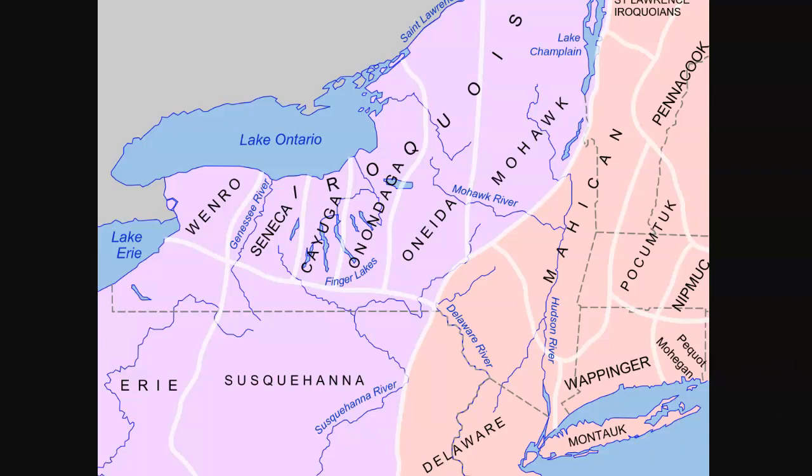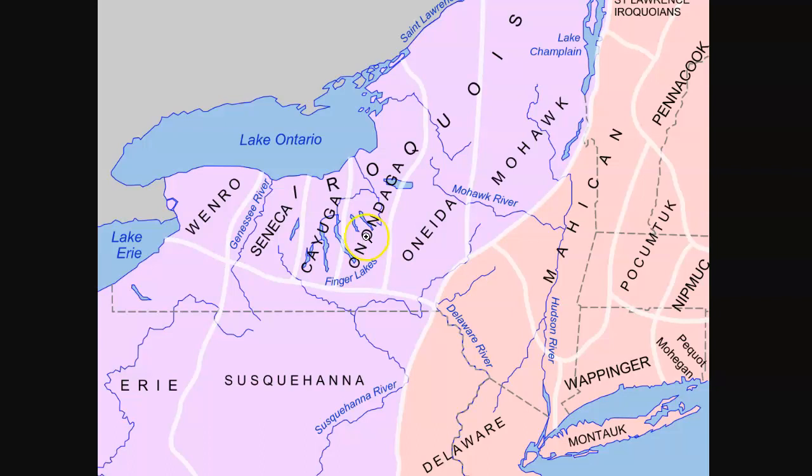So this is a map of the New York area. There's Staten Island down there, New York City. The sort of salmony pink color here is the Algonquin Indians. So all these individual tribes, the Delaware, the Wappingers, the Montaukes, the Mohicans, they all spoke some version of the Algonquin language. Over here, the purpley end is the Iroquois peoples, and that was a separate language.